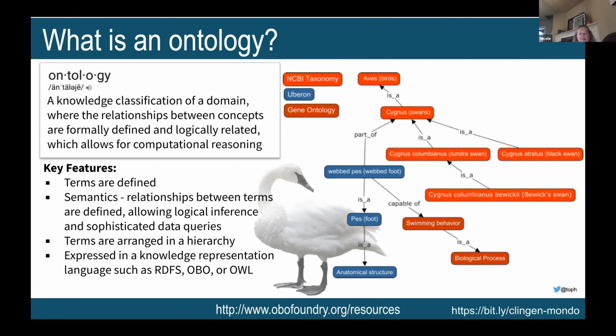Some of the key features of ontologies is that we have this formal classification of knowledge where the relationships and semantics are defined, which allow for logical inference and sophisticated data queries like we perform in Monarch, and which you're getting in ClinGen by mapping to the Mondo ontology. And this URL at the bottom is a list of resources that might be helpful to you if you're interested in learning more about ontologies. It has links to tutorials and other articles and blog posts that have a lot of really good information if you're interested in learning more.